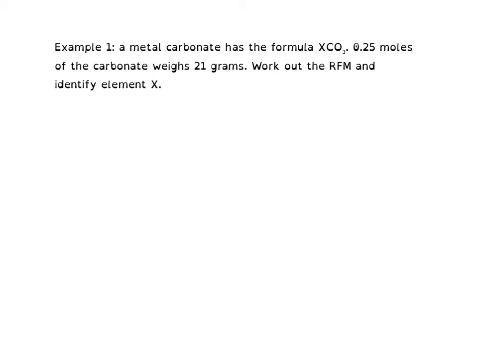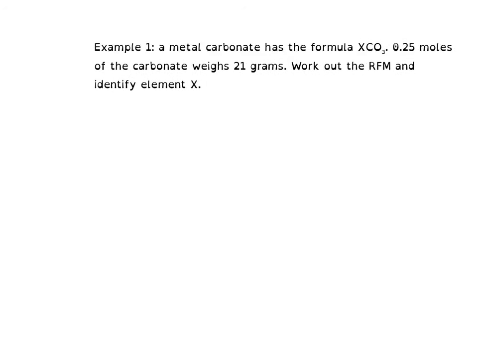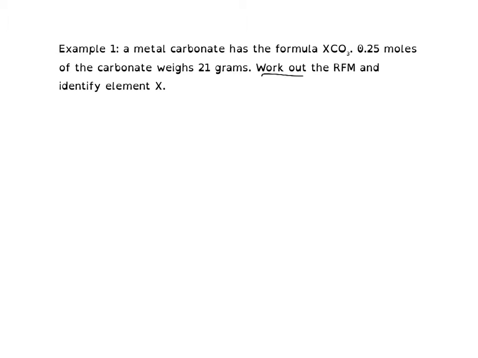So in our first example, it says a metal carbonate has the formula XCO3, and then it says that 0.25 moles of the carbonate has a mass of 21 grams, and then it's asking us to do two things: work out the RFM and also identify element X. And there are two bits of information numerically, this bit and this bit, number of moles and mass in grams, but there's also a formula which we're going to need to use.